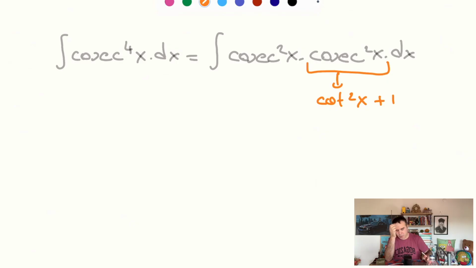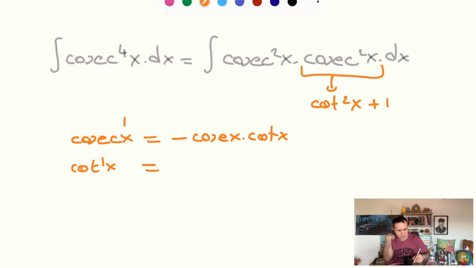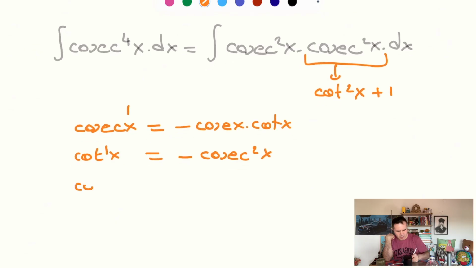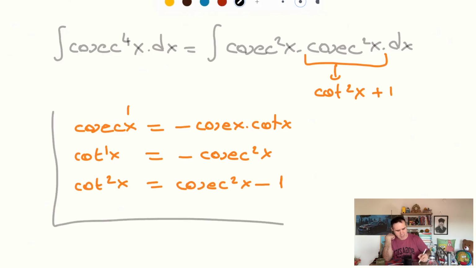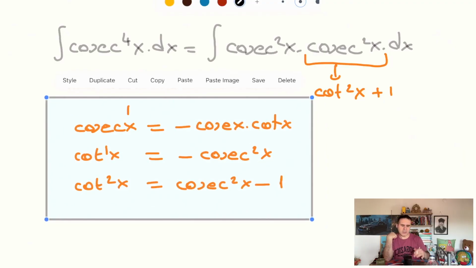And in order to solve such a problem, you should know that the derivative of cosecant x is equal to minus cosecant x times cotangent x. And also you should know that the derivative of cotangent x is equal to minus cosecant square of x, and also that cotangent square of x is equal to cosecant square of x minus 1. And if you can't remember these equations, you cannot solve the problem.